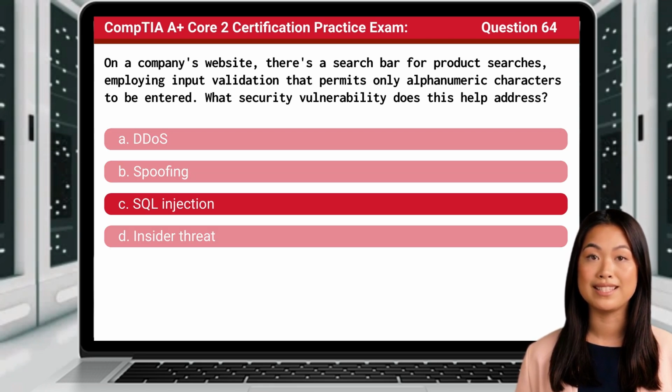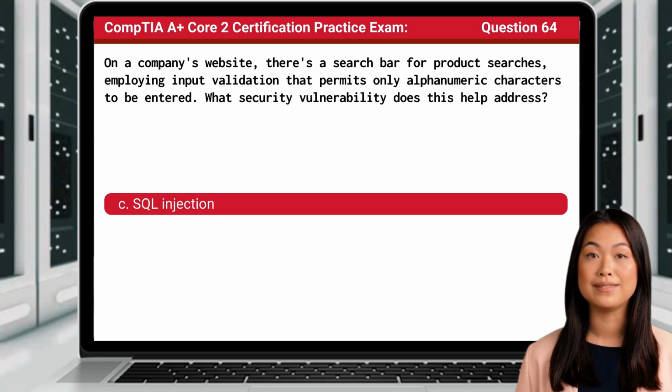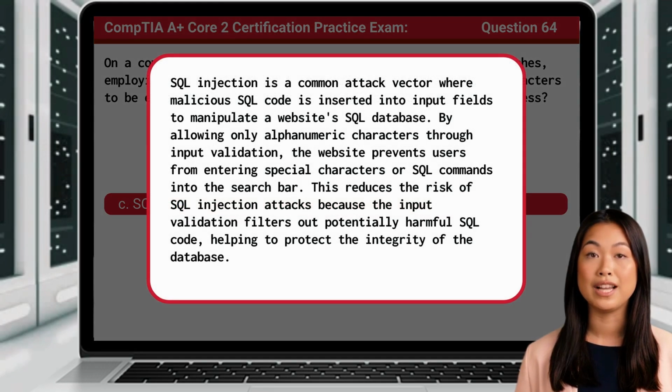The answer is C. SQL injection. SQL injection is a common attack vector where malicious SQL code is inserted into input fields to manipulate a website's SQL database. By allowing only alphanumeric characters through input validation, the website prevents users from entering special characters or SQL commands into the search bar. This reduces the risk of SQL injection attacks because the input validation filters out potentially harmful SQL code, helping to protect the integrity of the database.